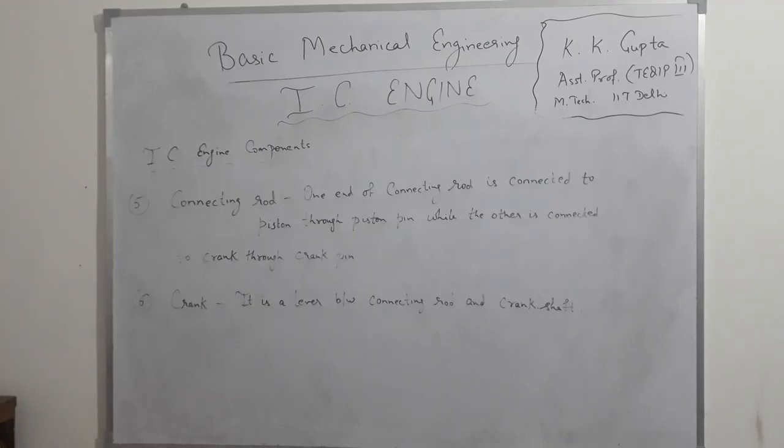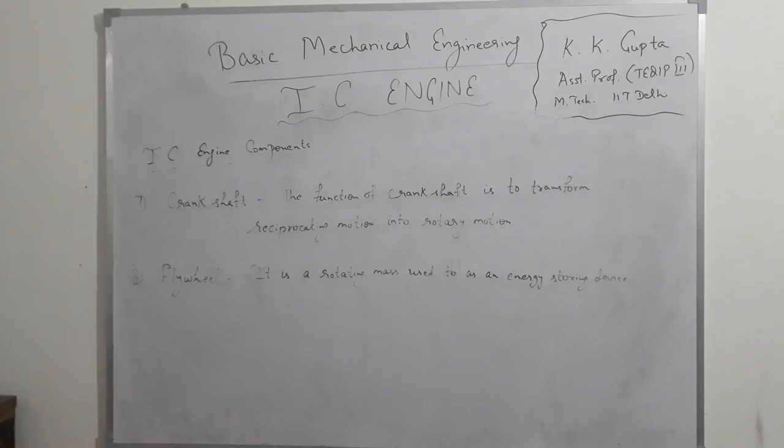Fifth component is connecting rod. It has two ends, big end and small end. One end of the connecting rod is connected to piston through piston pin, while the other end is connected to the crank through the crank pin. What is crank? This is crank. It is a lever between connecting rod and crankshaft.